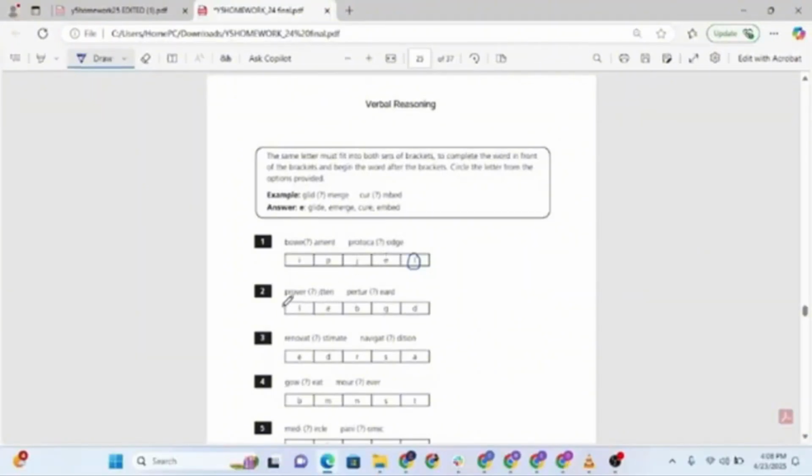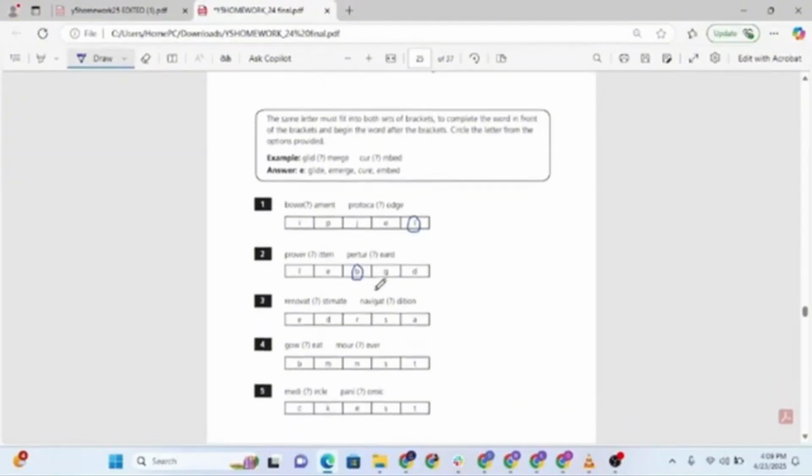Question 2. The correct answer is the letter B. This is because the word prover with the letter B becomes the word proverb. The letter B with itten becomes the word bitten. The word perturb with the letter B becomes the word perturb. The letter B with erd becomes the word beard. Therefore, the correct answer is the letter B.